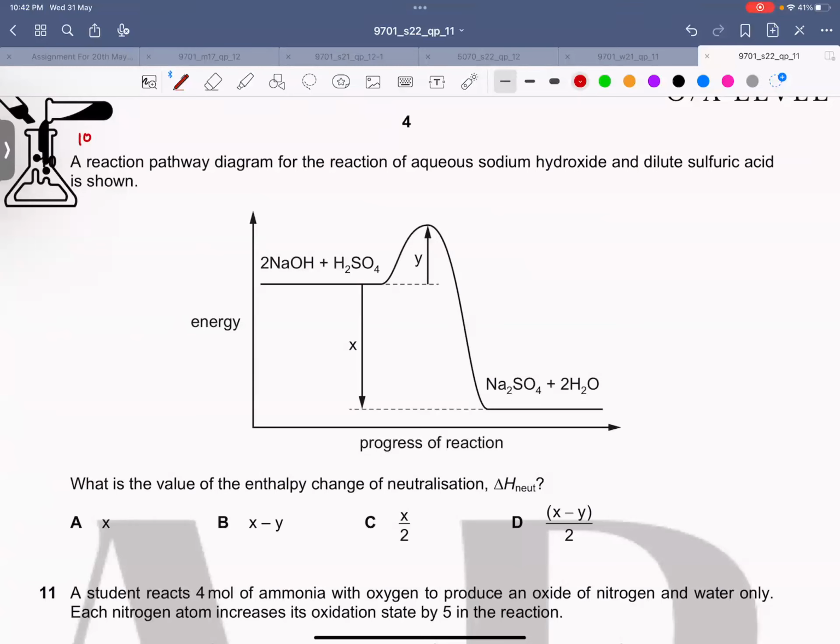Now, question number 10. A reaction pathway diagram for the reaction of aqueous sodium hydroxide and dilute sulfuric acid is shown. What is the value of enthalpy change of neutralization? Yes, who can tell me the answer, please?